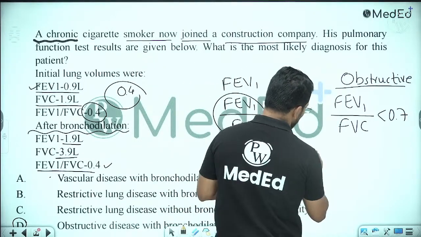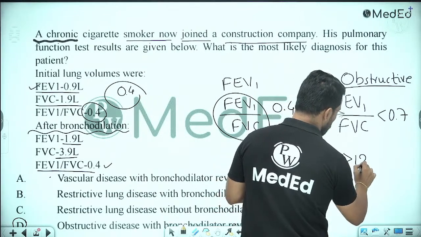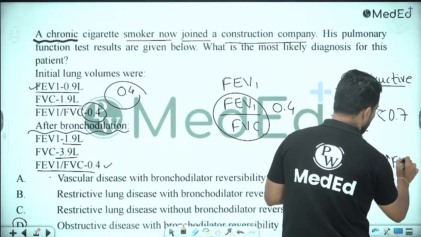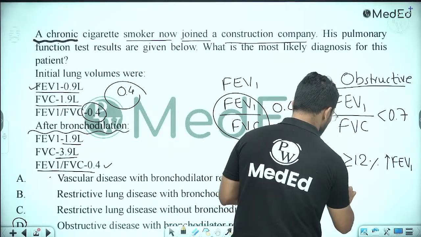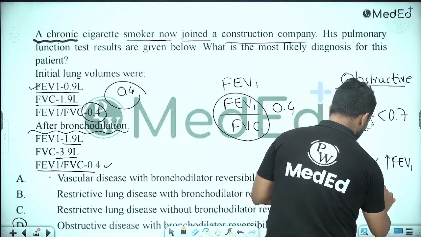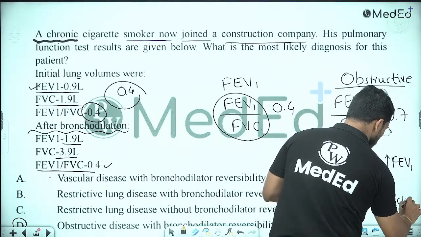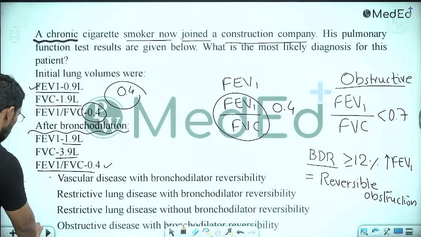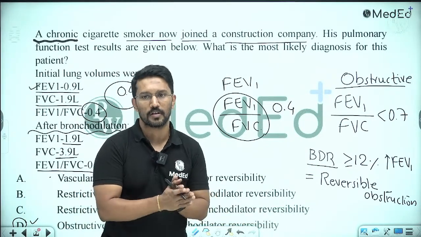Whenever the bronchodilator reversibility test shows an increment of 12% or more in FEV1 after administration of a bronchodilator, that indicates that you have a reversible obstruction. So now what type of obstruction do we have, reversible or irreversible? Clearly we have a reversible obstruction here because there is more than 100% improvement. So option D becomes the logically right answer: obstructive disease with bronchodilator reversibility. That would be the answer for this question.